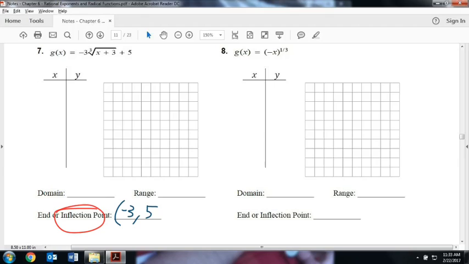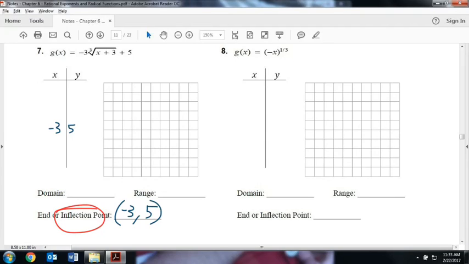Because we're adding 3 on the inside, everything inside is backwards, and we are adding 5 on the outside. All right. So this one's an inflection point. So I'll do negative 3, 5 in the middle, and then let's get some points.